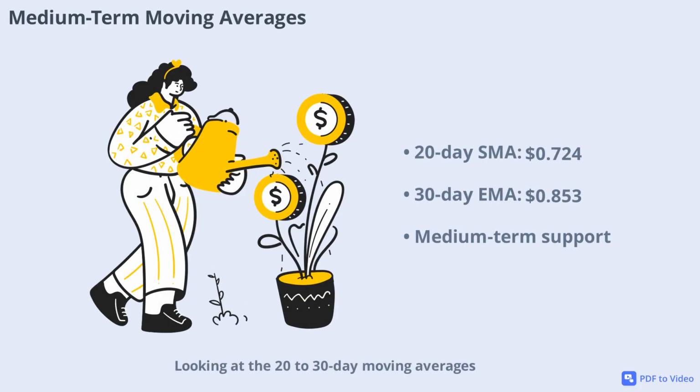Looking at the 20 to 30-day moving averages, we see the SMA 20 at 0.724 and EMA 20 at 0.795, both below the current price. The 30-day SMA 0.827 and EMA 0.853 are also supportive. This configuration suggests that the medium-term trend remains positive, with the price maintaining strength above these key averages. We'll see how this trend compares to longer-term signals next.